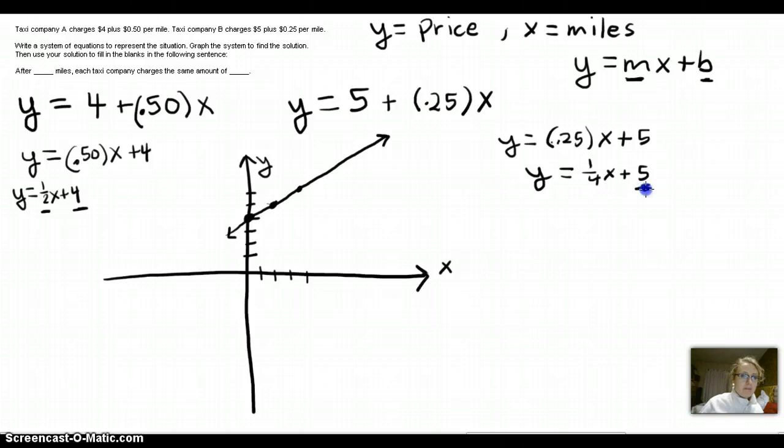Our b, or our beginning point, is up 5 on the y-axis. 1, 2, 3, 4, 5. We'll put our first point. And then from here we go up 1 and over 4. And it looks like we have a point right there that we will share.